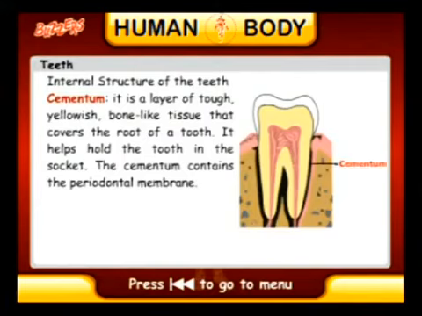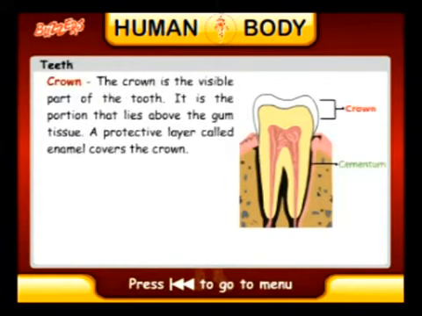Cementum. It is a layer of tough, yellowish, bone-like tissue that covers the root of a tooth. It helps hold the tooth in the socket. The cementum contains the periodontal membrane. Crown. The crown is the visible part of the tooth. It is the portion that lies above the gum tissue. A protective layer called enamel covers the crown.